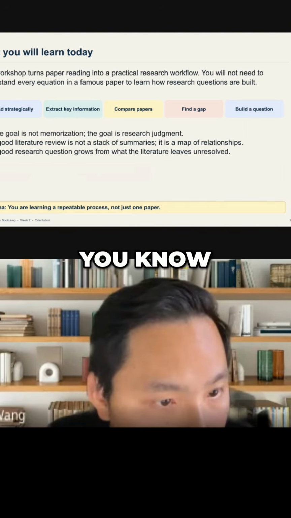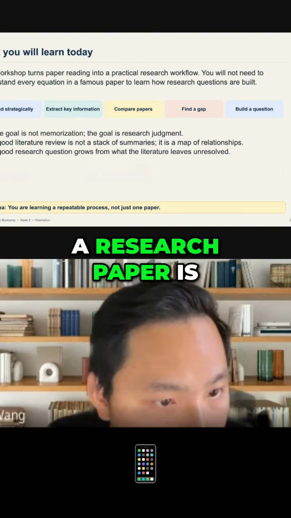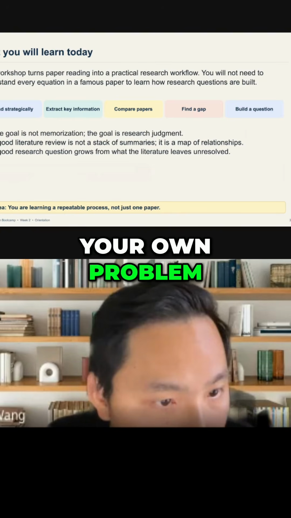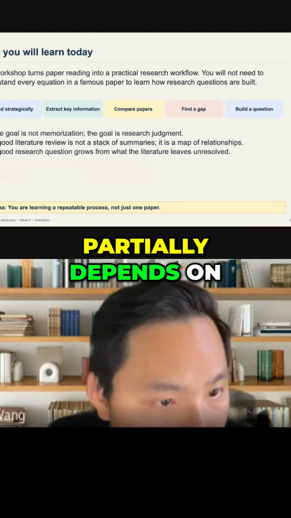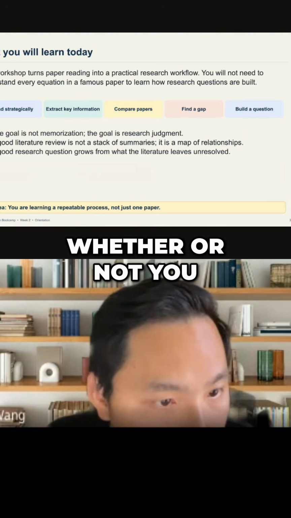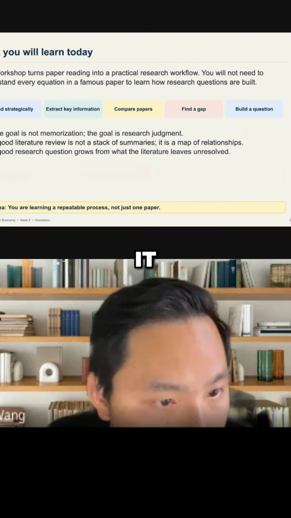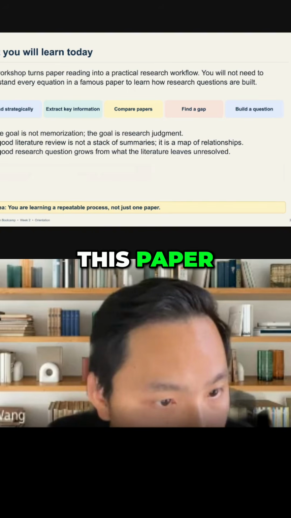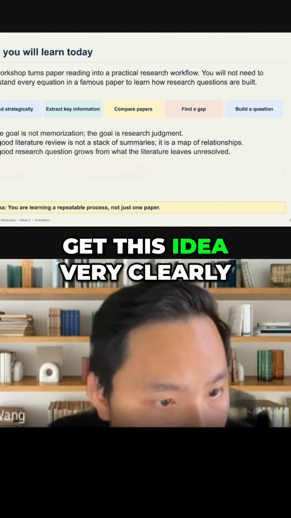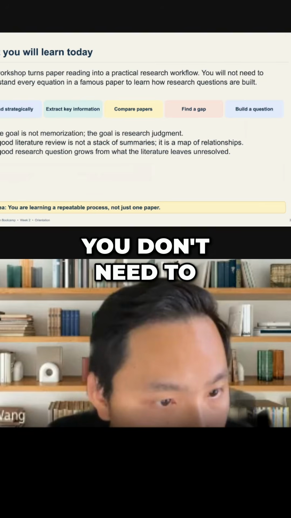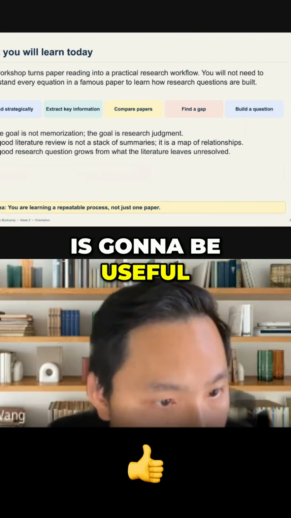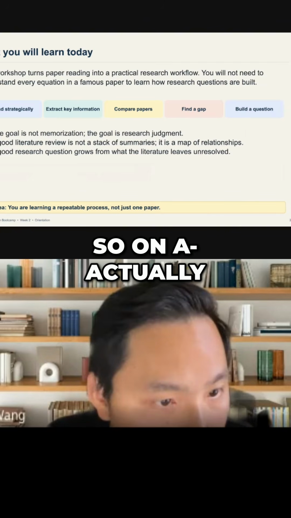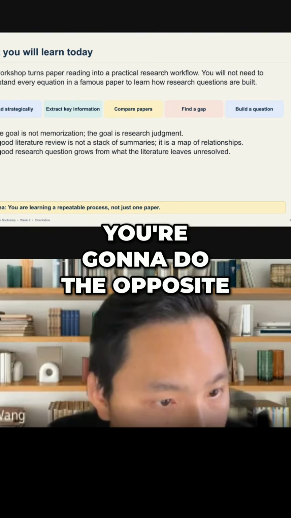Determining whether or not a research paper is going to be useful for your own problem partially depends on whether you understand the paper, but it does not fully depend on whether you fully understand it. I hope you get this idea very clearly. You don't need to understand every equation in a single paper to determine whether it is going to be useful for you. So actually, you're going to do the opposite.